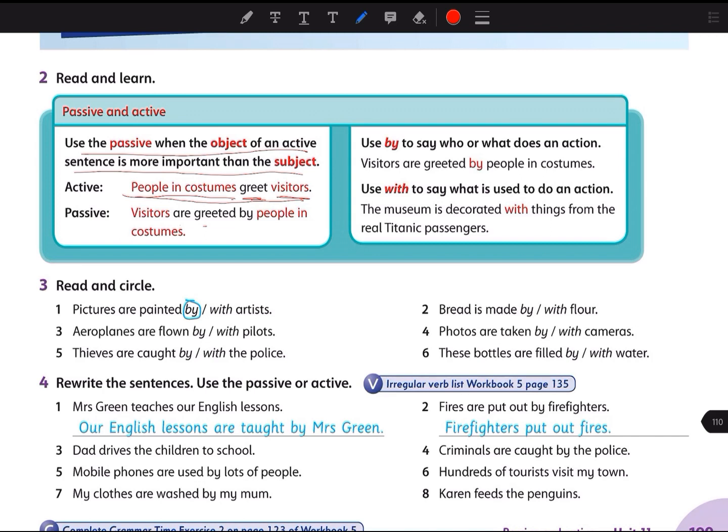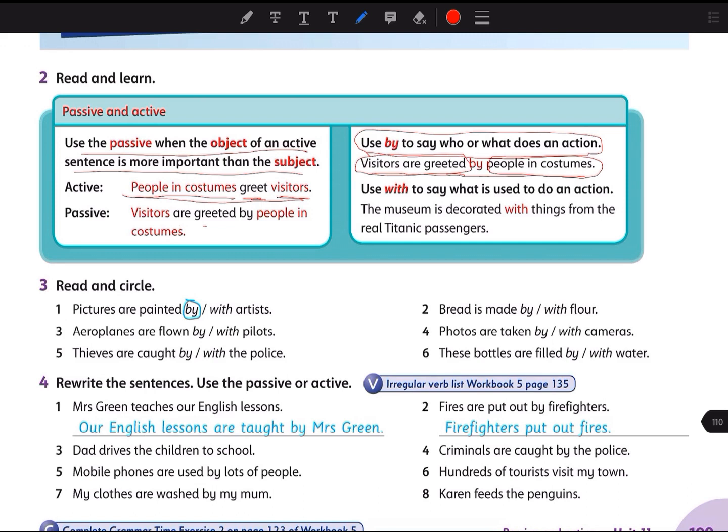Another note: here we use by to say who or what does an action. When we want to explain or confirm who does that action, we use by at the end of the sentence. For example, visitors are greeted by people in costumes. Here, people in costumes are the subject of the sentence, but we don't write it at the beginning. We say visitors are greeted by who? By people in costumes. So when we use by, we know who does that action.